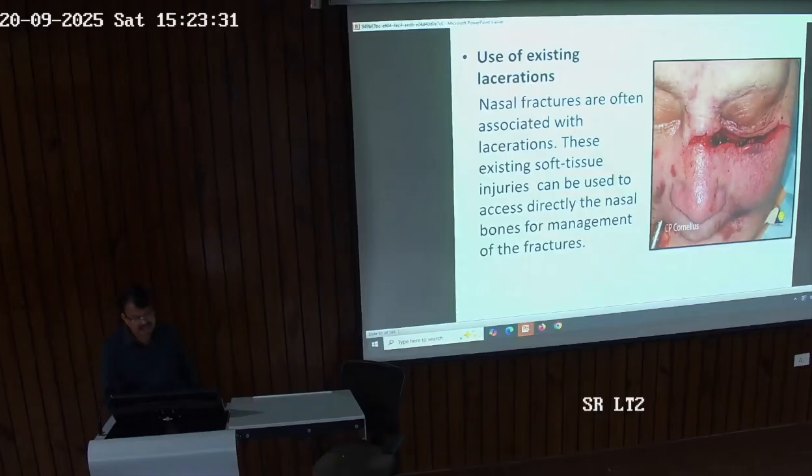Use of existing lacerations. In this diagram, see the lacerated wound. So we can reduce the nasal bone through this wound. Nasal fractures are often associated with laceration. These existing soft tissue injuries can be used to access the nasal bones directly for management of the fracture. In this case, we usually do not give an extra incision. This lacerated wound is sufficient for the nasal bone reduction.